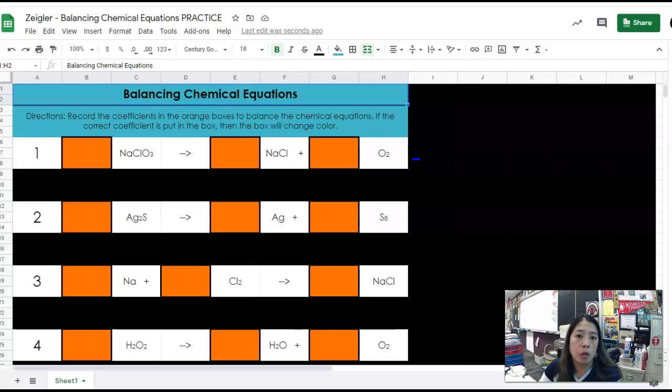So you should have learned that the law of conservation of mass states that matter cannot be created or destroyed. We learned this in first semester, and we learned how to balance equations. So we are just reviewing that for this week. This is just more practice.